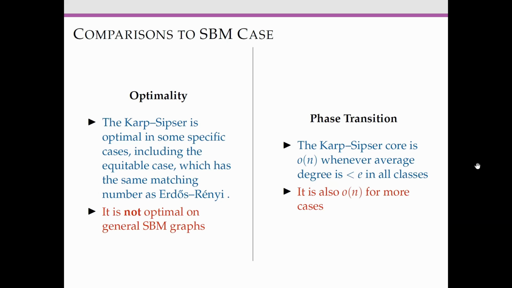And something similar happens with this phase transition. Now you have not a single parameter, but some matrix of parameters. So it's much more complicated just in terms of dimensionality, but we can show that whenever the average degree of all of your classes is less than e, you have this same little o, a vanishing fraction of your graph left after removing all the degree 1 vertices. And again, the picture is not so clear of what this phase transition looks like because of all the parameters that you have. I'll also give an example in a little bit that would be interesting to know more about.